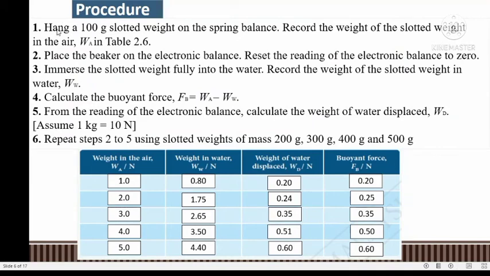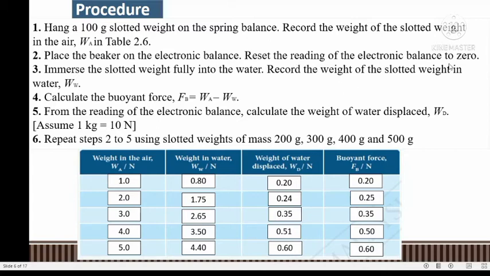So what we do, this is the method or procedure. Hang 100 gram slotted weights on the spring balance. Record the weight of the slotted weight in air, WE, in Table 2.6. Place the beaker on the electronic balance.